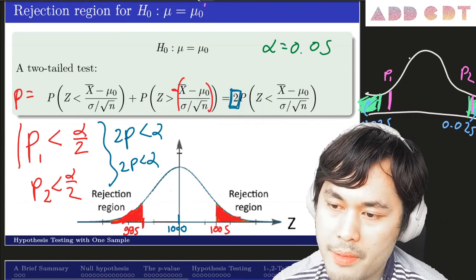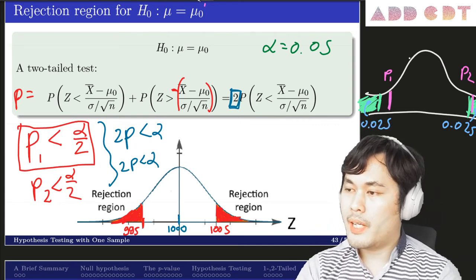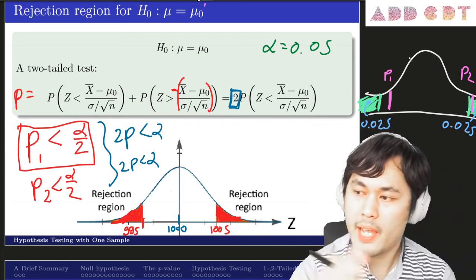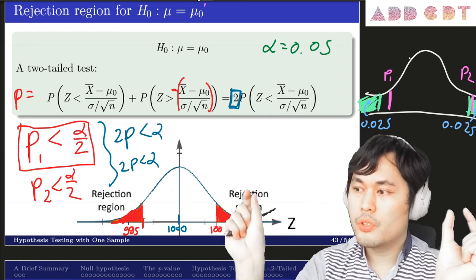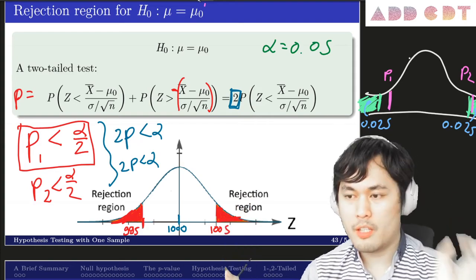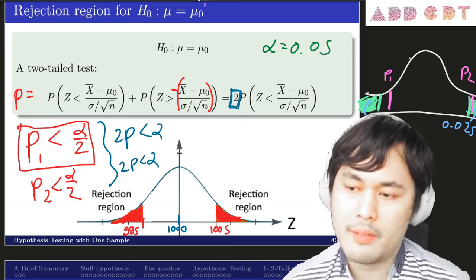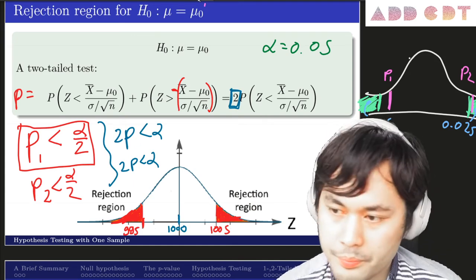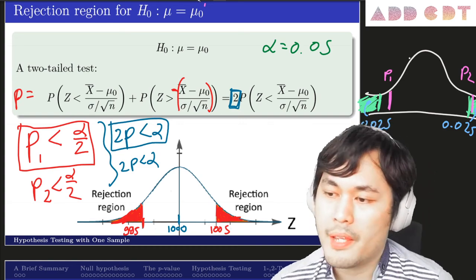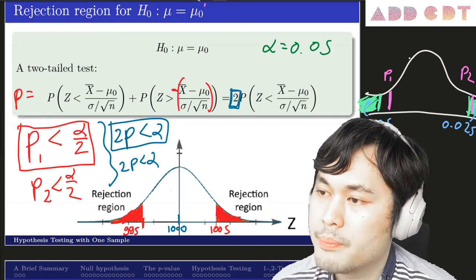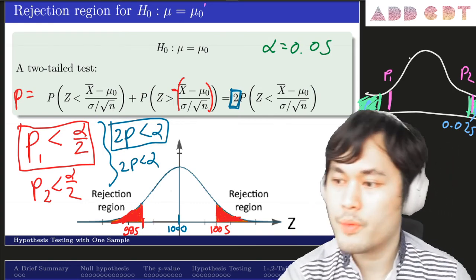I think this inequality makes more sense. Right now you want P to be less than half the alpha, because now alpha is split into 2 parts. If it's to the left, it has to be less than half the alpha. If it's to the right, it also has to be less than half the alpha. But the formula you see is here. So there are 2 ways to think about it. Depends on whichever method you like.